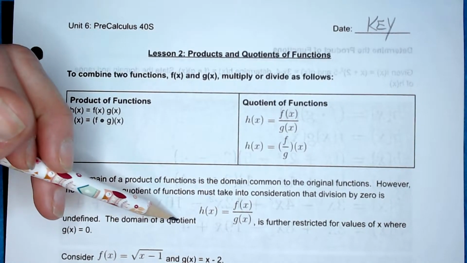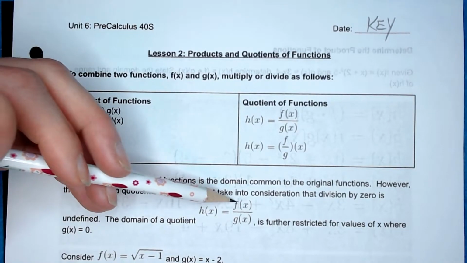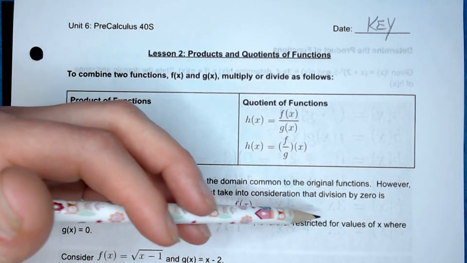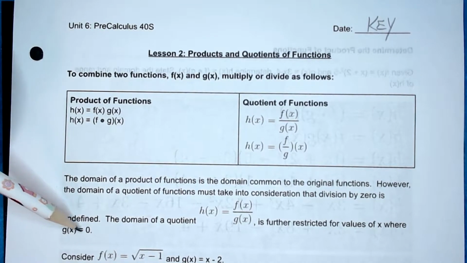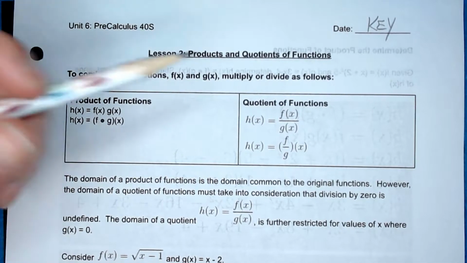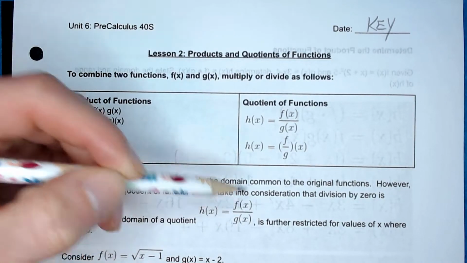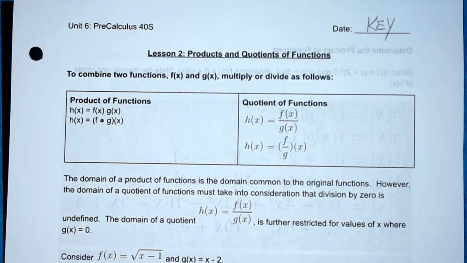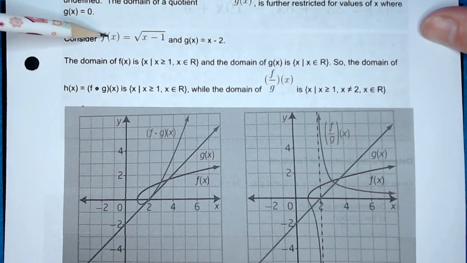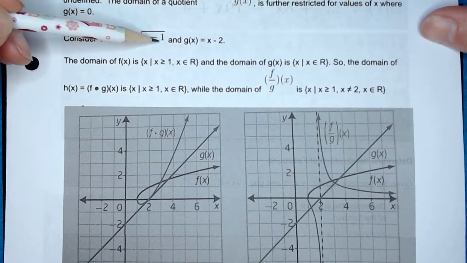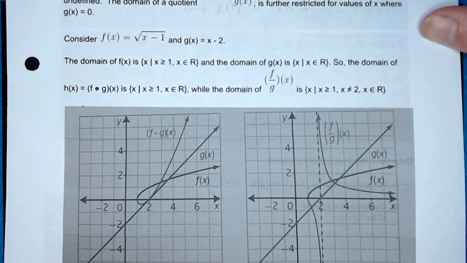So the domain of a quotient, h of x equals f of x over g of x, is further restricted for values where g of x equals 0. So just be conscious that the bottom of the fraction cannot equal 0 because you do have an undefined point in your graph there. We have this example, f of x is equal to root x minus 1, and g of x is equal to x minus 2.